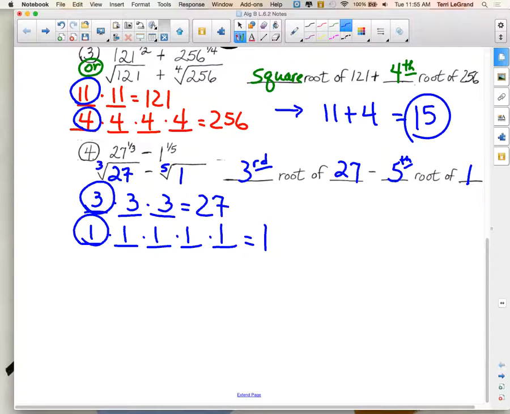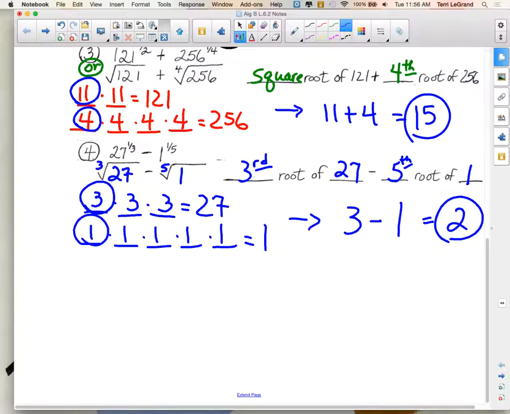What's the 100th root of 1? 1. Because no matter what, if you keep multiplying by 1 by 1, what are you going to get? 1, no matter what. So we come over here and we say we have 3. The third root of 27 is 3. Take away the fifth root of 1, which is 1, and our final answer is 2.